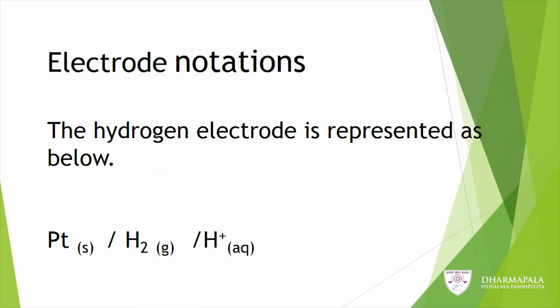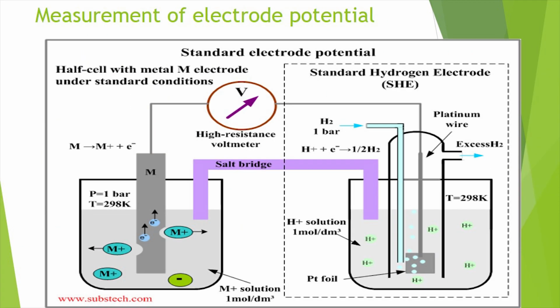Then let us see how to write electrode notations. Here it is given, the notation for the hydrogen electrode. Here also you can see how to measure the electrode potential using the standard hydrogen electrode. So, the half cell with metal M electrode under standard conditions is attached to the standard hydrogen electrode.